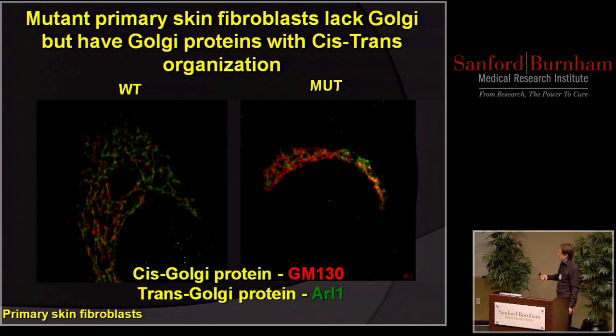But what we can see here is that despite this loss of structure, the organization of the Golgi is still maintained. There is no overlap between the cis-Golgi marker and the trans-Golgi marker. You see, there is no yellow color here.